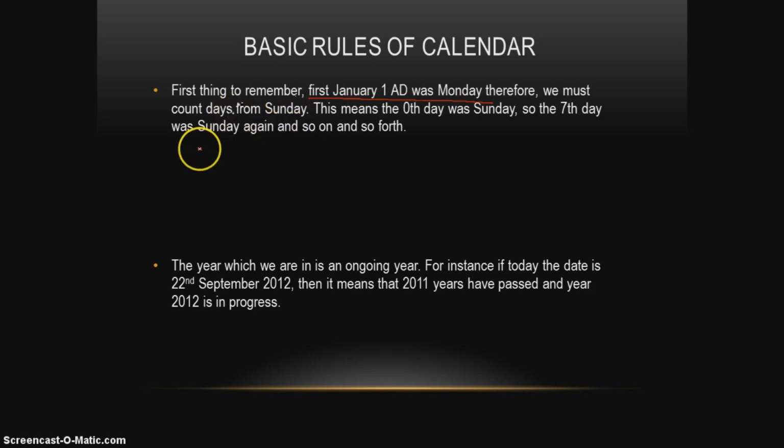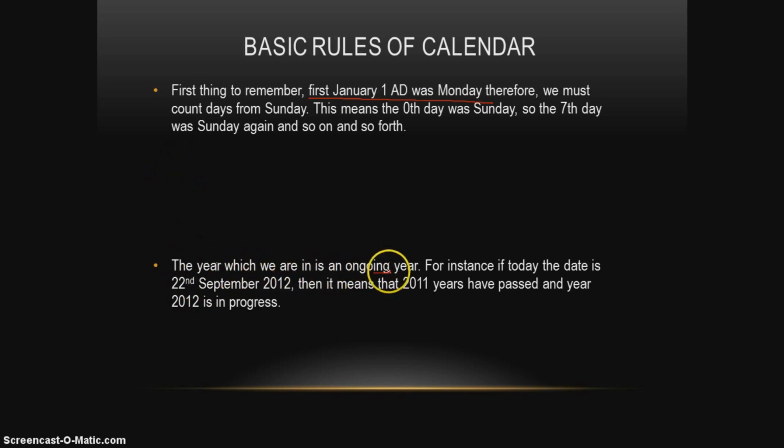What this means is that since the first day was Monday, the 0th day was Sunday, and hence first day Monday, second day Tuesday, likewise the 7th day will be a Sunday. So whatever days we calculate should be with respect to Sunday. For instance, if we say the 10th day of the year 1 AD, that is the 10th day with respect to Sunday, which will come out to be Wednesday.